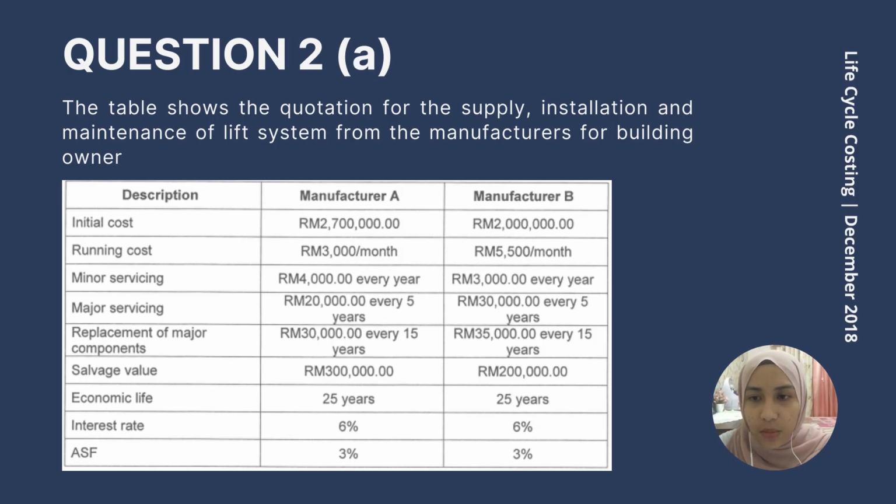This question is about comparing which manufacturer is more economical to the client. The details given mostly differ between manufacturer A and B. Meanwhile, the details for economic life, interest rate and ASF are the same for both manufacturer A and B.